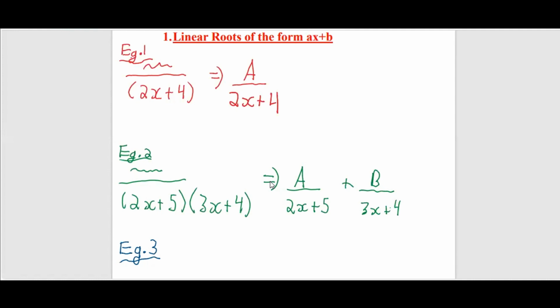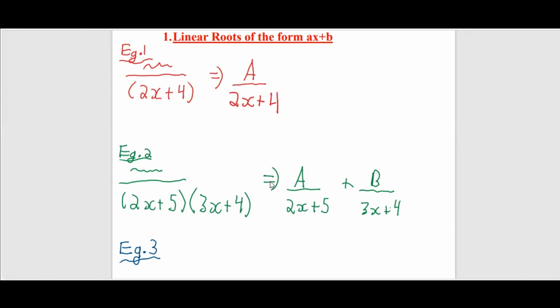So in this case, we have on top, the denominator is 2x plus 4. This is a linear root, ax plus b. So as I just showed you, it will be A over 2x plus 4. Same pattern will continue. In example 2, in its simplest form, you have 2x plus 5 and 3x plus 4. You'll normally get this when you factorize a quadratic, yeah? So you have two linear roots, and I repeat it, just linear. So that'll be A on the first one plus B on the second one.